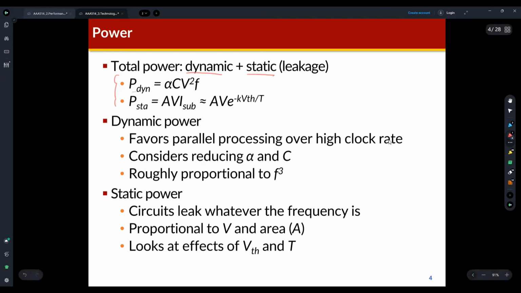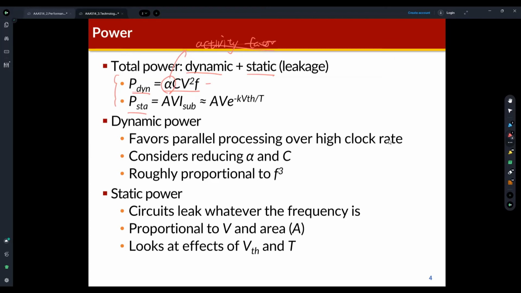So this is the equation of the dynamic power consumption and static power consumption of a processor. It's a very popular equation. The dynamic power consumption of a processor is alpha, where alpha is the activity factor, which means the signals are frequently changing in the processor.